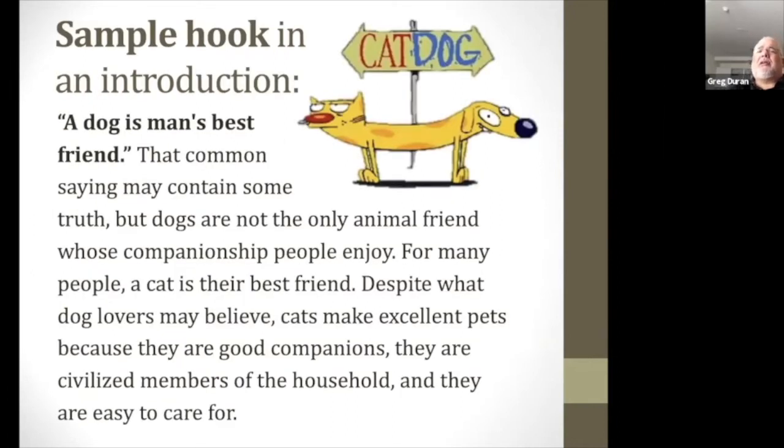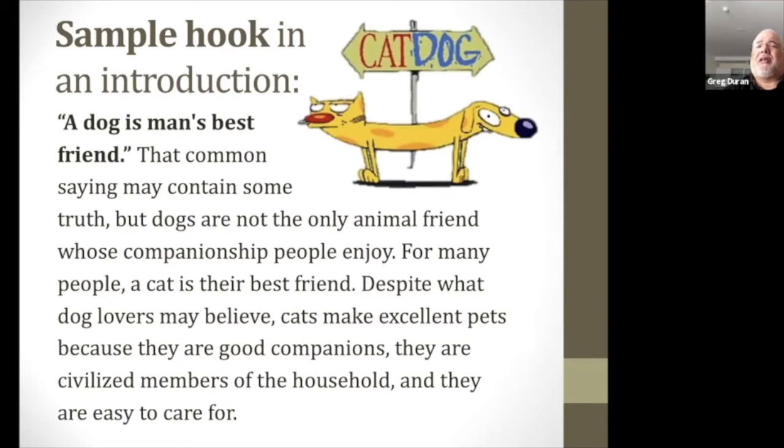So let's take a look at this sample hook within the context of an introduction. And this is a good example of a hook that is slightly off topic, but draws us quickly back into the topic. Okay, so we've gone with a very common saying. A dog is man's best friend. At least that's true in some parts of the world.